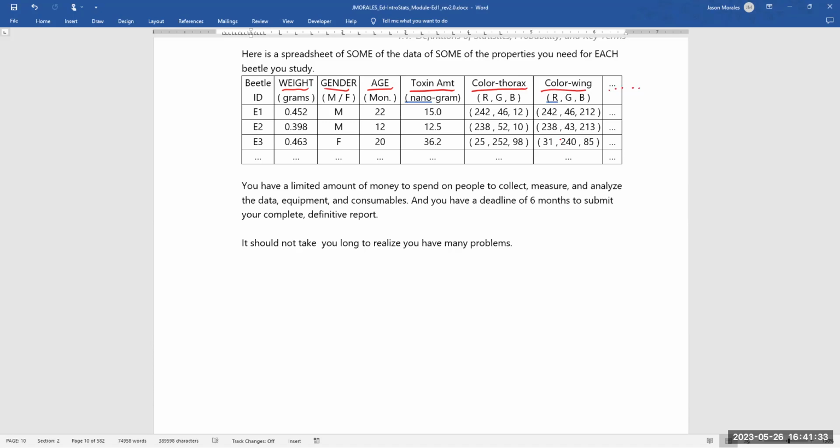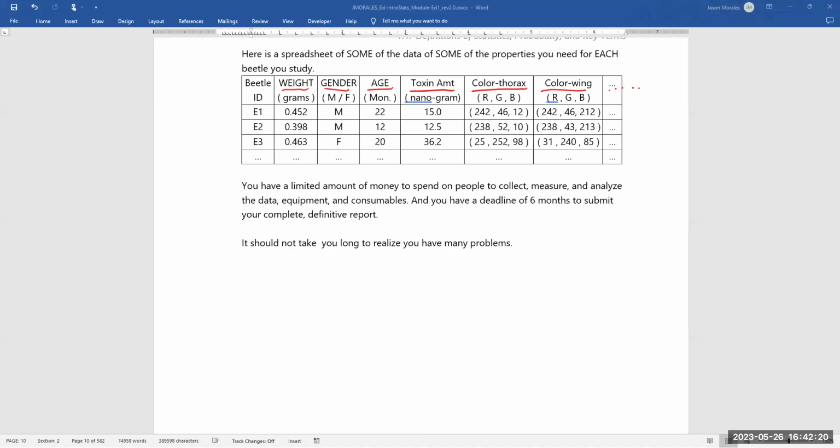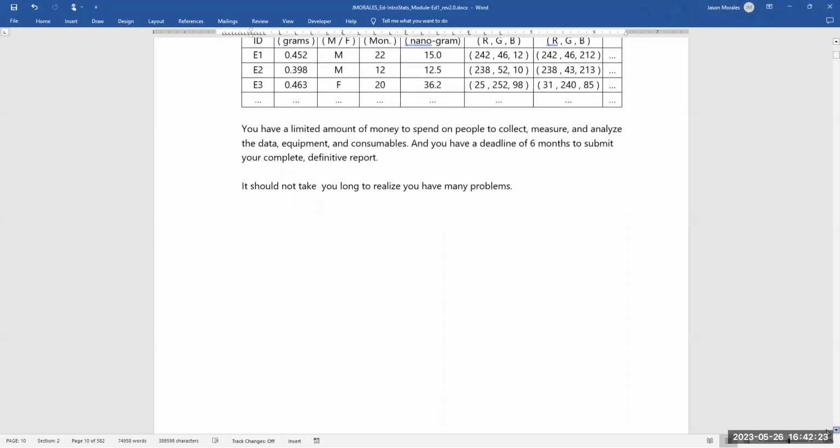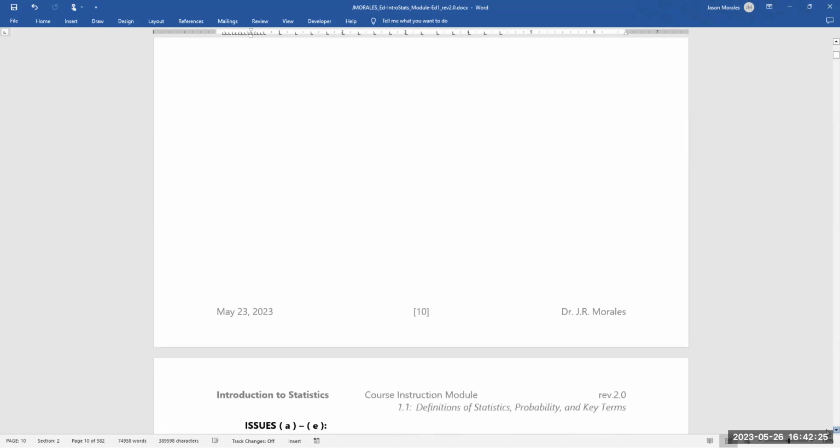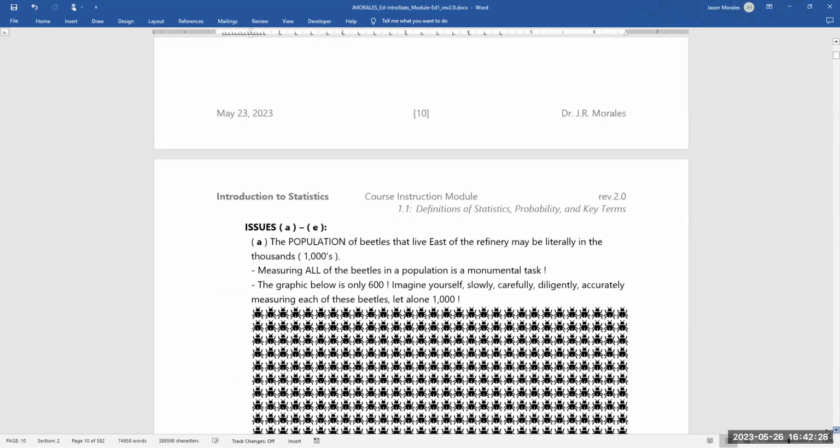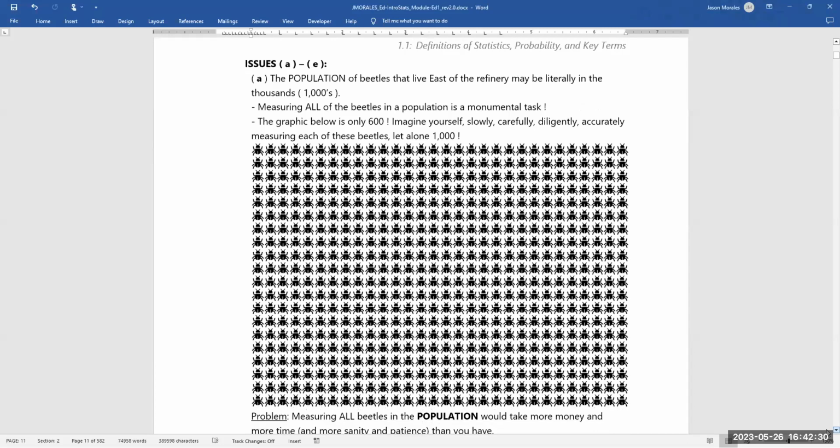You have a limited amount of time and a limited amount of money to collect, measure, and analyze the data, and equipment and consumables. And you have a deadline of 6 months to submit your complete definitive report. It should not take you long to realize you have many problems. So there's a number of issues here.